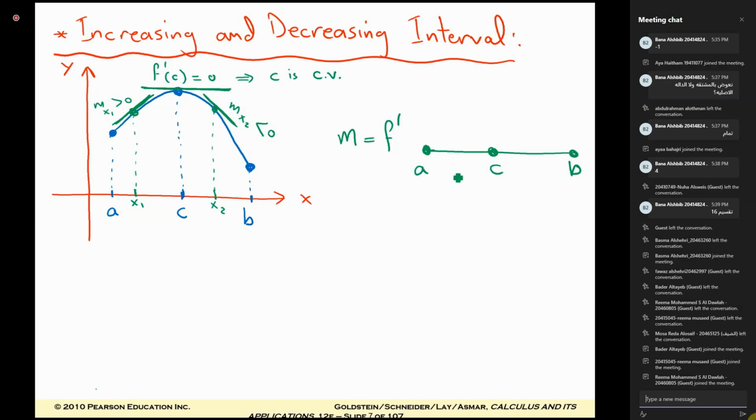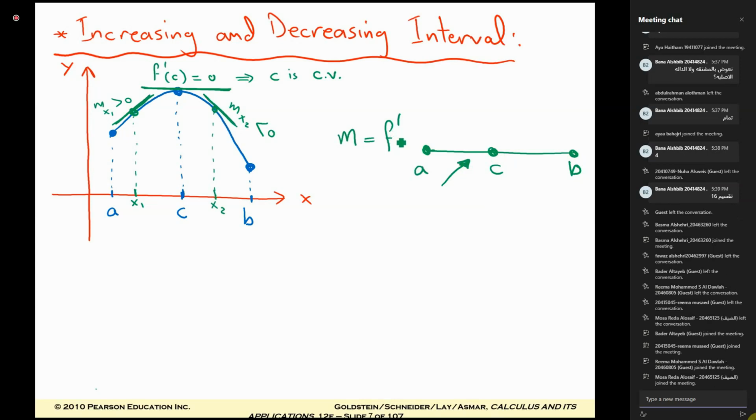from A to C, the function increases. This is the direction up, okay? And the sign of f prime is positive because the slope is positive. The slope of the tangent line from A to C, all the tangent lines, the slope of the tangent line is positive. So f prime is positive.